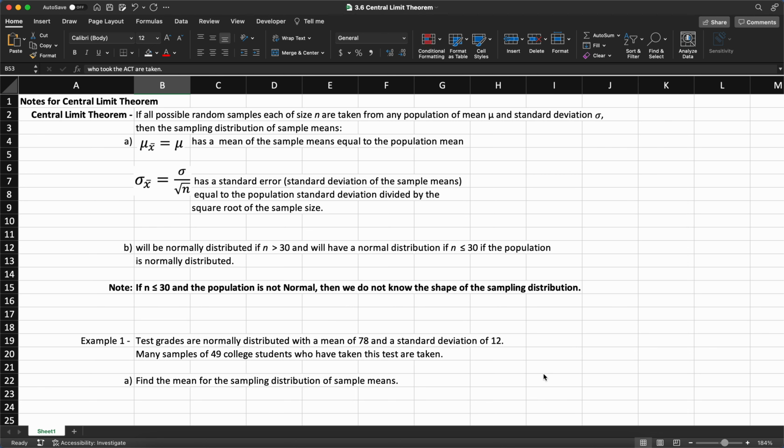The standard error, which is the standard deviation of all of the sample means that I've gathered, is going to be equal to the population standard deviation divided by the square root of whatever size n samples I was taking out of the group.